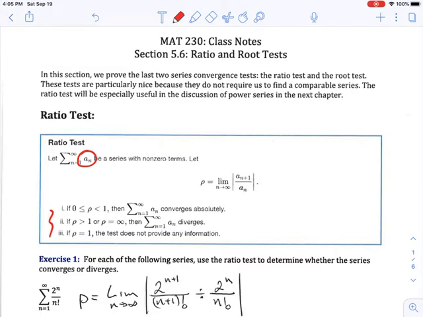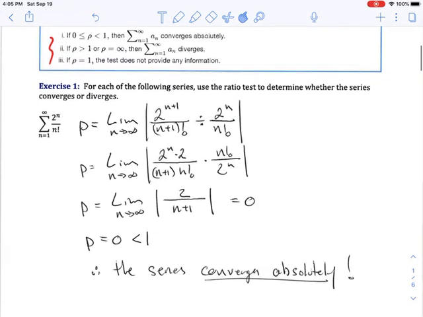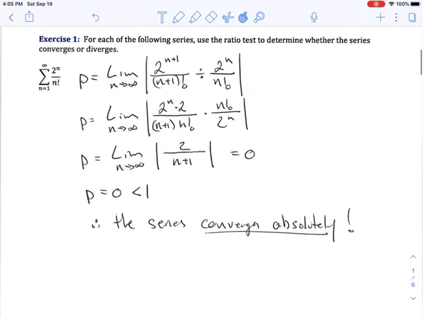All right, so let's get in and see how we use this nice little test. These are one of my favorite tests. So here is our series, and we want to determine, using the ratio test, whether the series converges or diverges. So first of all, I'm just going to put it down here.